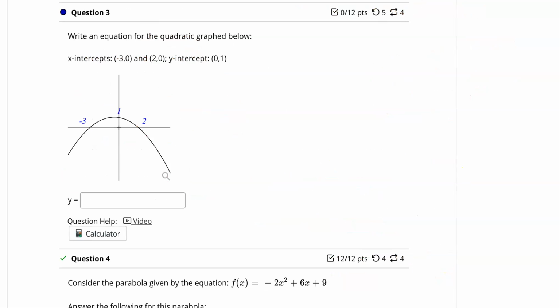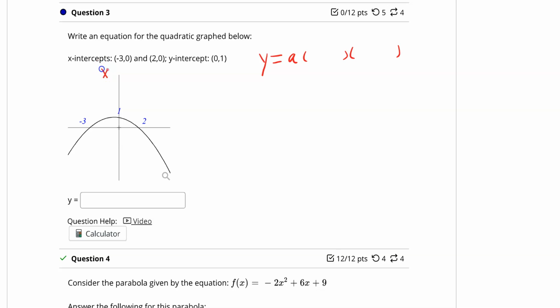Now let's look at question 3. It says write an equation for the quadratic graphed below. So it says these are the x-intercepts and these are the y-intercepts. So when we're doing this together, we want to think y equals a, and then our x-intercepts out to the side. Because if you think about your quadratics, whenever you go to factor it, those are your x-intercepts, and then possibly it has some a value out front stretching it or shrinking it.